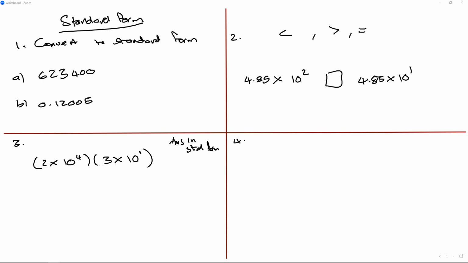And the last question from standard form. Dividing numbers written in standard form. So if I've got 8 times 10 to the power of 5 divided by 1 times 10 to the power of 1, what will that come to? All right, give it a go. Press play when you're done.